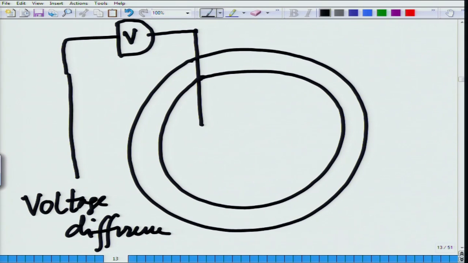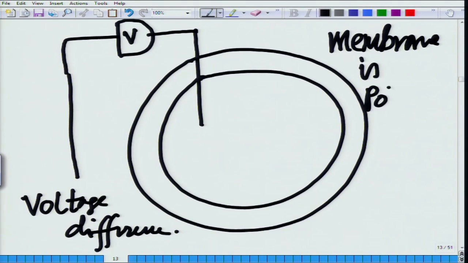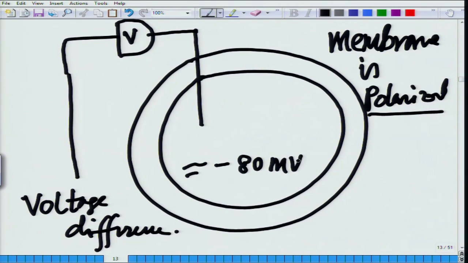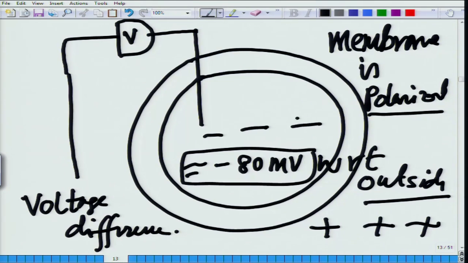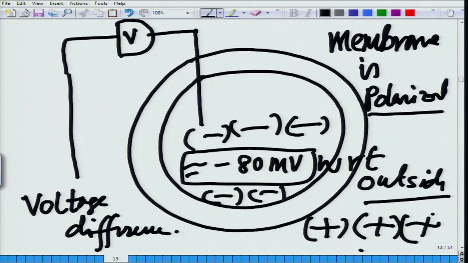So, in other words, electrically both sides stand at different voltages, and this feature is called the membrane being polarized. We will come back to this when we talk about nerve and muscle. The membrane is polarized, and with respect to the outside, the inside most of the time stays at -80 millivolt. In other words, outside is more positive as compared to inside. We will go in depth into this when we talk about nerves and muscle. For the timing, just accept this: with respect to inside, outside is more positive.